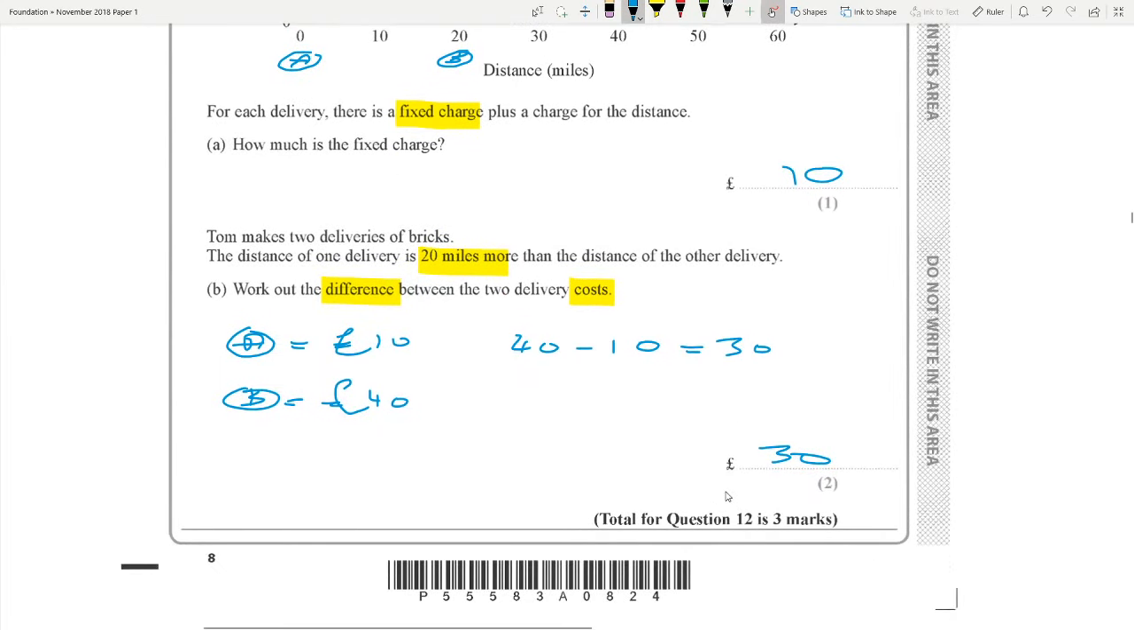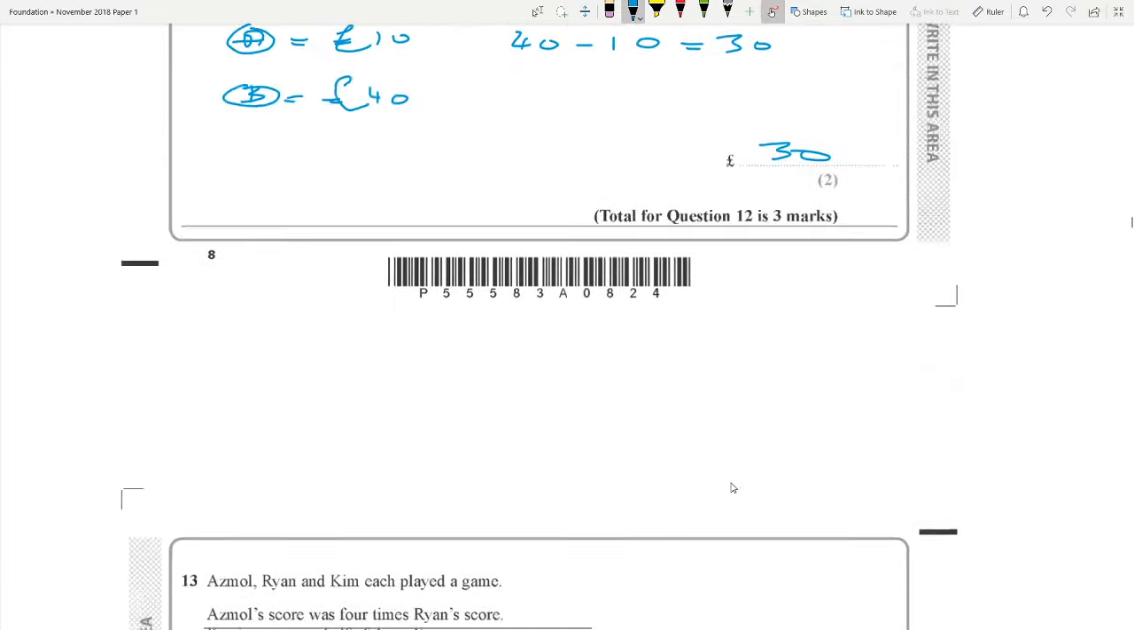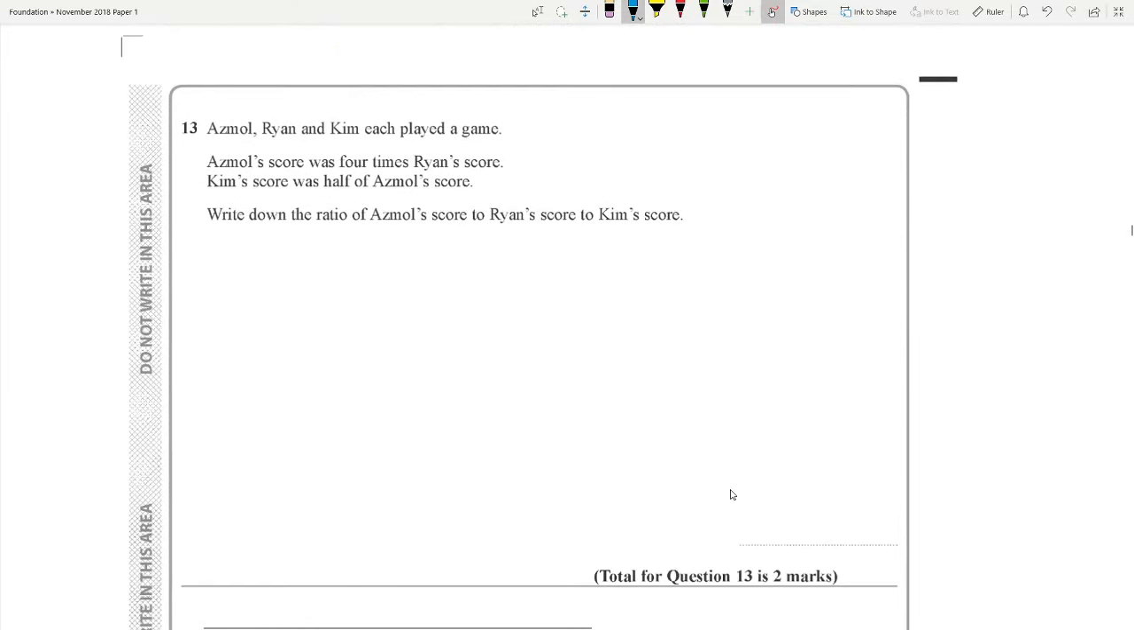Okay, moving on. Question 13. Asmul, Ryan and Kim each played a game. Asmul's score was 4 times Ryan's, Kim's score was half of Asmul's. Write down the ratio of Asmul's score to Ryan's score to Kim's. So it's a problem solving type question involving ratio. We want to write down the ratio of Asmul to Ryan to Kim, A to R to K.